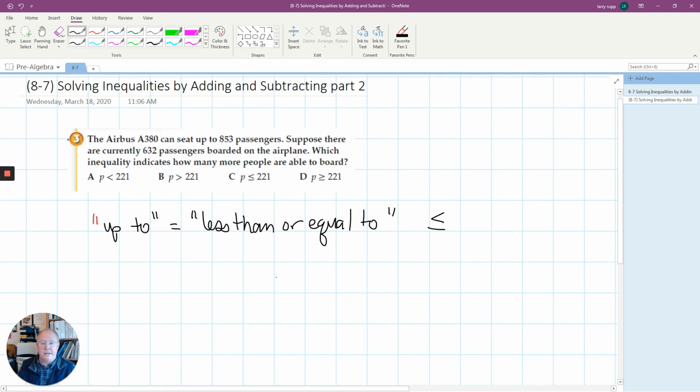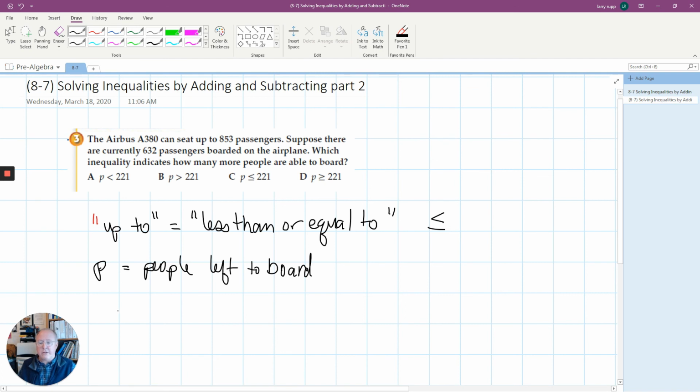Secondly, the next big piece is, what is it that they're actually asking you to provide in this problem? What are you trying to solve for? And what you're trying to solve for is how many more people are able to board, okay? That's your variable, okay? So we're going to let P equal people left to board. And the last piece is already there. It's just that there are 632 passengers already on the plane, okay?